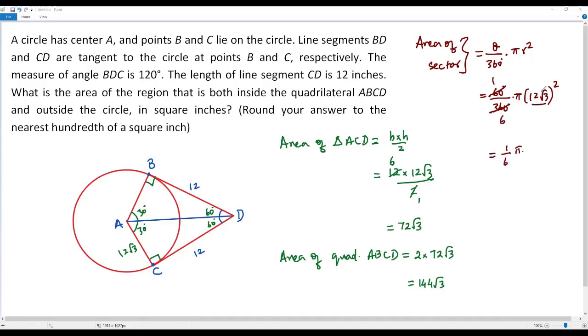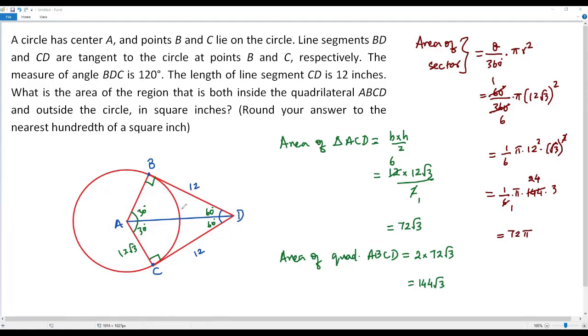Here two values are multiplied and there is a common exponent 2. Now we can take this exponent 2 for these two values separately and multiply the results. Then I'm getting 12 squared times square root of 3, the whole squared. 1 over 6 times pi times, the value of 12 squared is 144. And here this square and square root will cancel out. I am getting 3. 6 goes into 6 1 time and 6 goes into 144 24 times. Pi times 24 is 24 pi. 24 pi times 3 is 72 pi. Here we got the area of this sector, that is 72 pi.